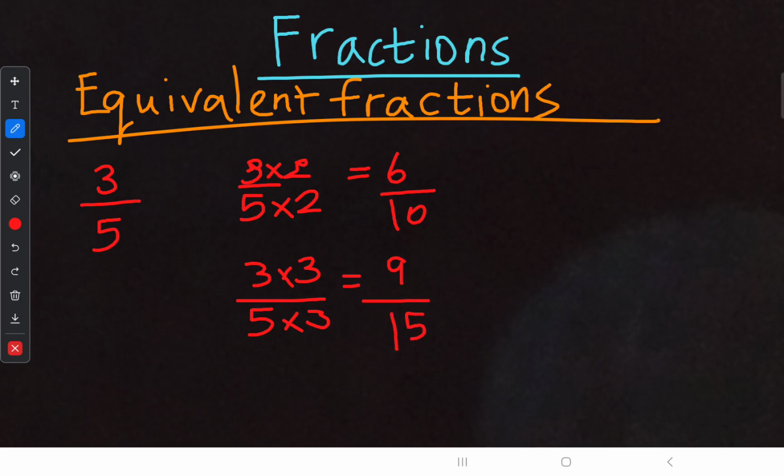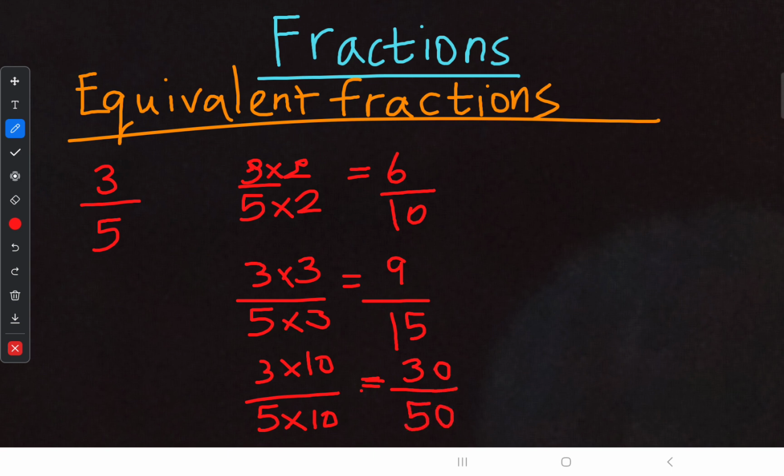For one more example, 3 upon 5 multiplied by the number 10. Denominator and numerator by 10. 3 tens are 30, 5 tens are 50. These are some examples of how to find the equivalent fraction. To find the equivalent fraction, you should multiply both the denominator and numerator by the same number.